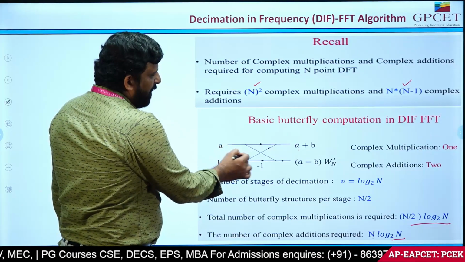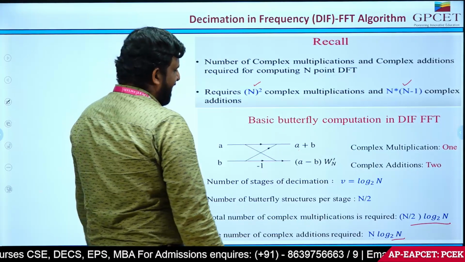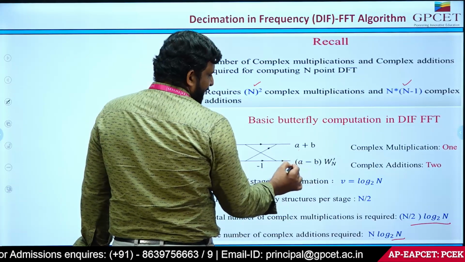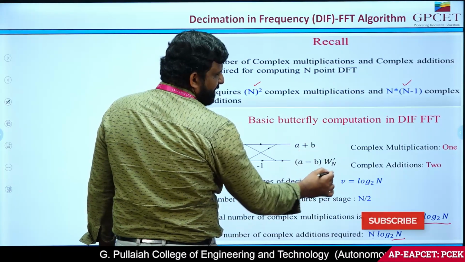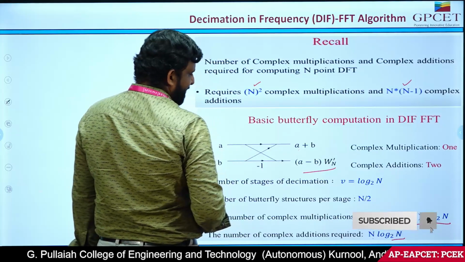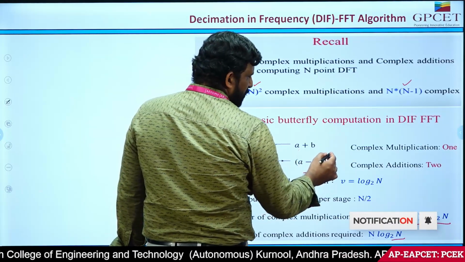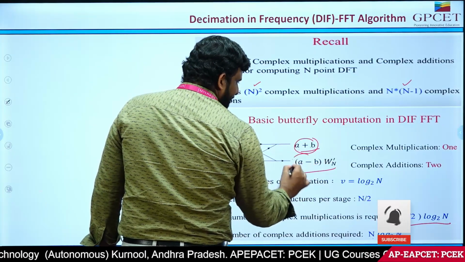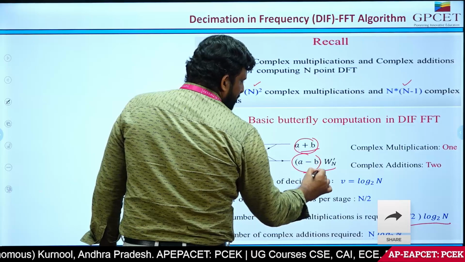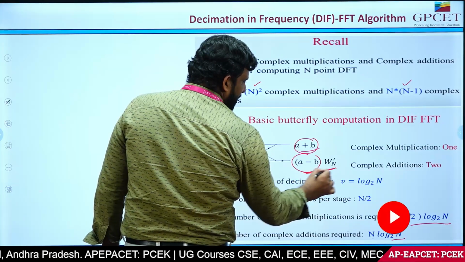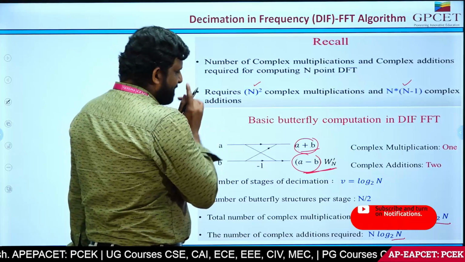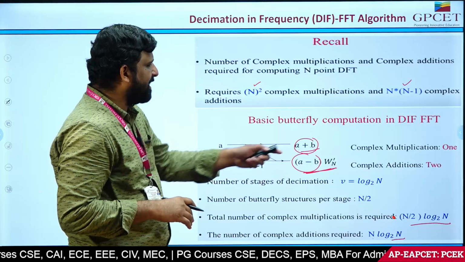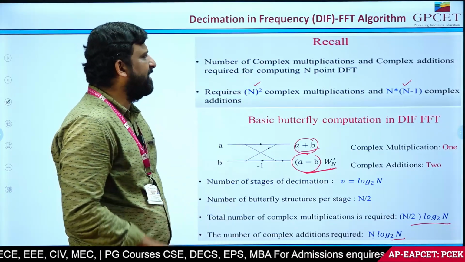For example, I have taken one structure of this butterfly diagram, first stage. How many multiplications can you see here? You can see a minus b into w n to the power of 1, that is 1 multiplication, and 2 additions, that is a plus b is 1 and a minus b is 1 addition. So this is the butterfly diagram for one stage, and how many multiplications and additions are happening in the DIF when we consider it with the DFT.